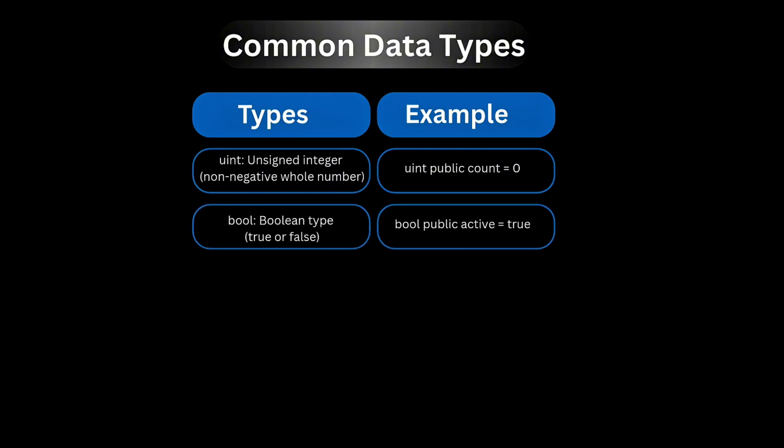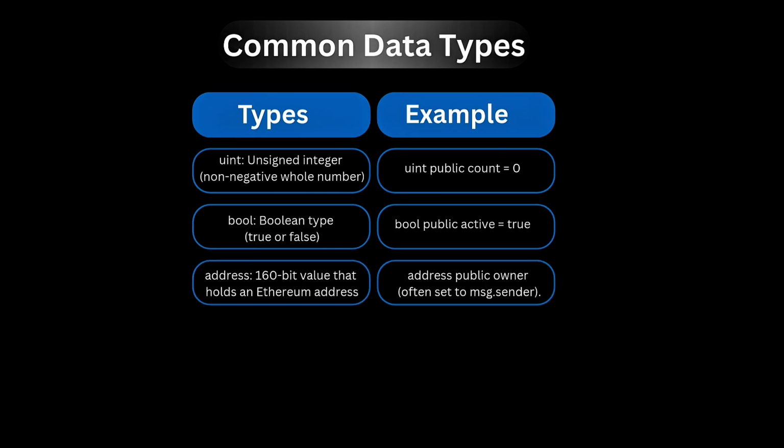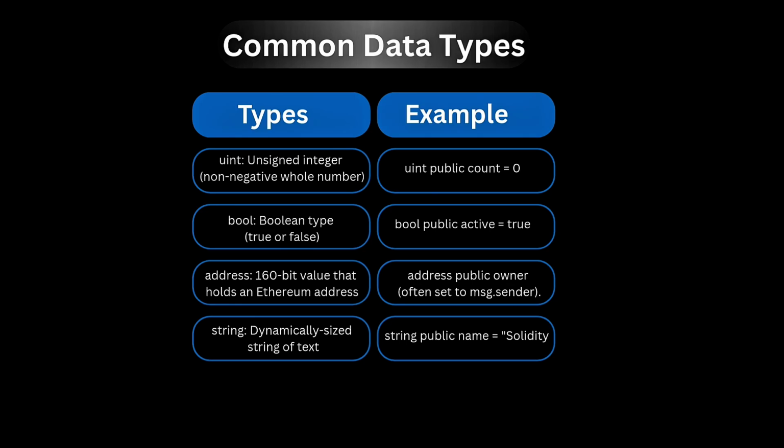Bool, boolean type, true or false. Example: bool public active = true. Address, a 160-bit value that holds an Ethereum address. Example: address public owner, often set to msg.sender. String, dynamically sized string of text. Example: string public name = "Solidity". Each type serves different purposes. Use uint for counts or amounts, bool for flags, address for accounts. There are many other types, e.g. bytes, arrays, structs, and string for text. But the above are the basics for beginners.